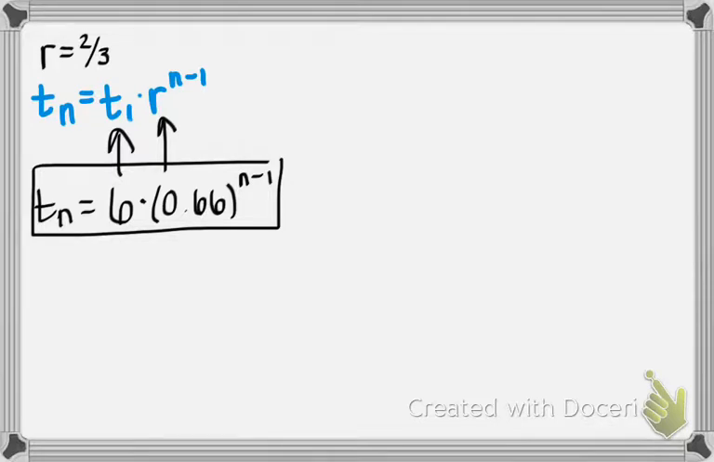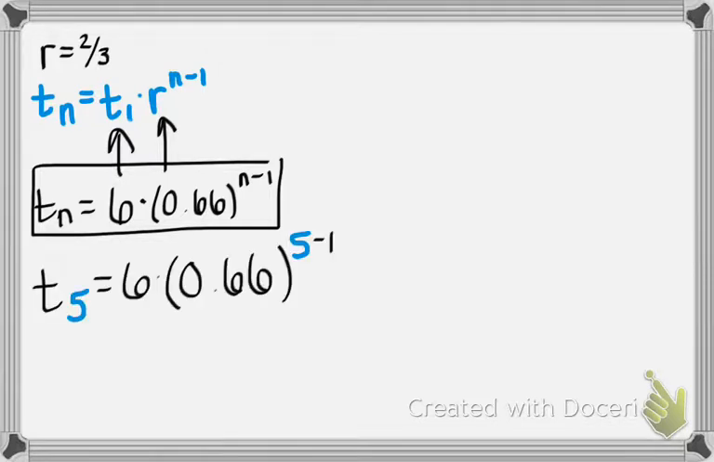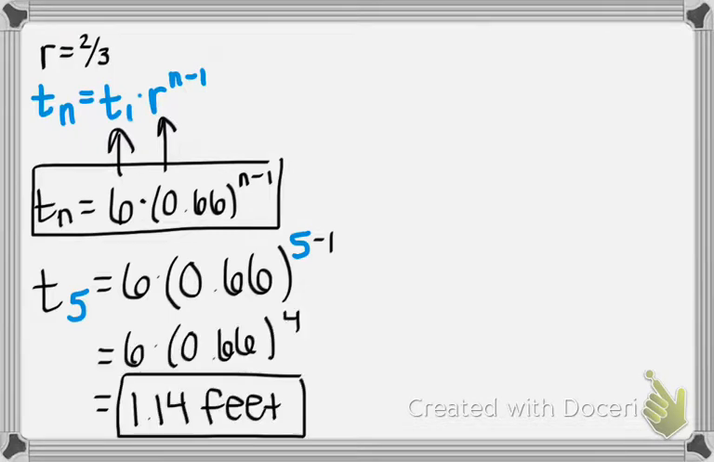The third part of this question is asking what's the height of the ball after it hits the floor the 5th time. So here I've substituted in 5 for n because I want to know the height after the 5th bounce. First I simplify my exponent. 5 minus 1 equals 4. And then I put all this into a calculator: 6 times parentheses 0.66 to the 4th power, and I get 1.14 feet.